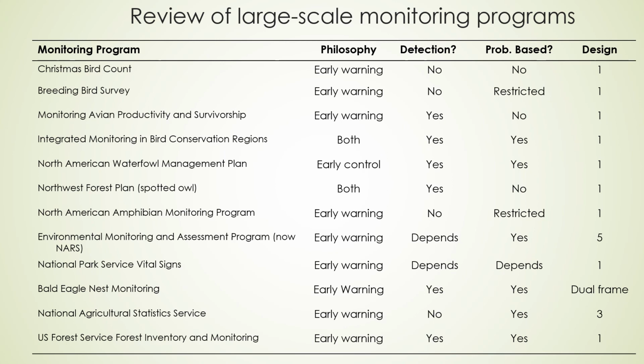The third one there is monitoring avian productivity and survivorship. Again, an early warning philosophy. Detection probability is accounted for because it's a mark-recapture approach. No probability-based sampling, and you have to monitor those sites over a number of years to get your survivorship and productivity estimates.